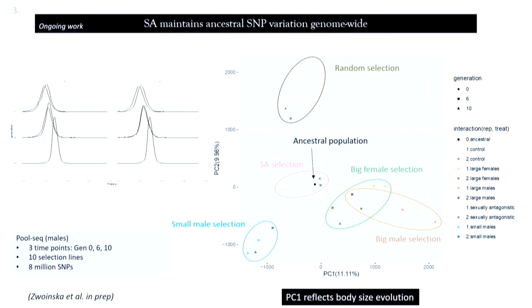So this is ongoing work, but what we now want to do is to really look for signatures of balancing selection and compare how the sites that are under directional selection here might show signals of maintenance of nucleotide diversity under SA selection.